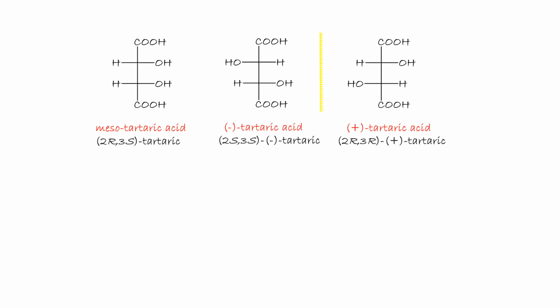Here is the mesotartaric, which should be R and S. The negative tartaric, S,S, and the positive will be the enantiomer of the negative, so this will be R and R.